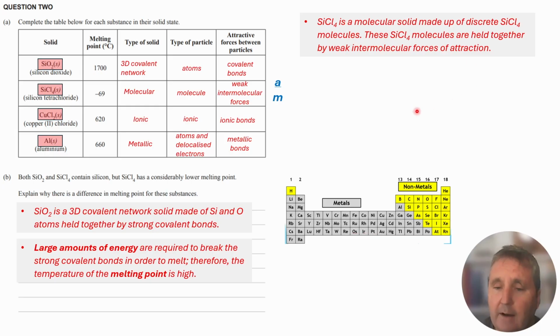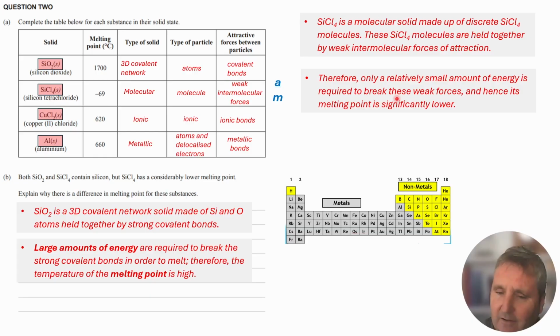So silicon chloride is a molecular solid made up of discrete, meaning independent, away from each other, silicon chloride molecules. These molecules are held together by weak intermolecular forces of attraction. So we're using this work we've already done on the table. We're referencing, however, the strength of these attractions. And then, of course, you're just going to state the same thing that you did with silicon dioxide, but say a small amount of energy is required because they have weak attractions, therefore they have a lower melting point.